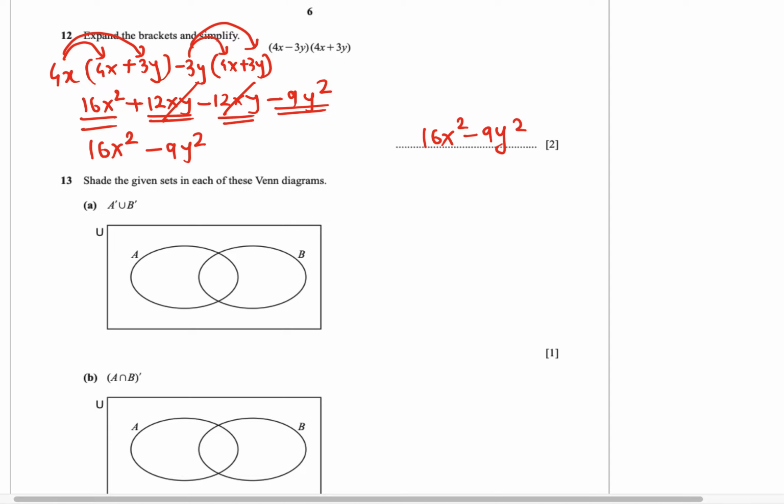Okay, now guys, just for information, whenever we notice a pattern that a plus b is multiplied by a minus b, meaning the same things are getting added here and the same things are getting subtracted, the direct answer is a square minus b square. So here 4x and 3y is getting added, and then 4x and 3y is getting subtracted.